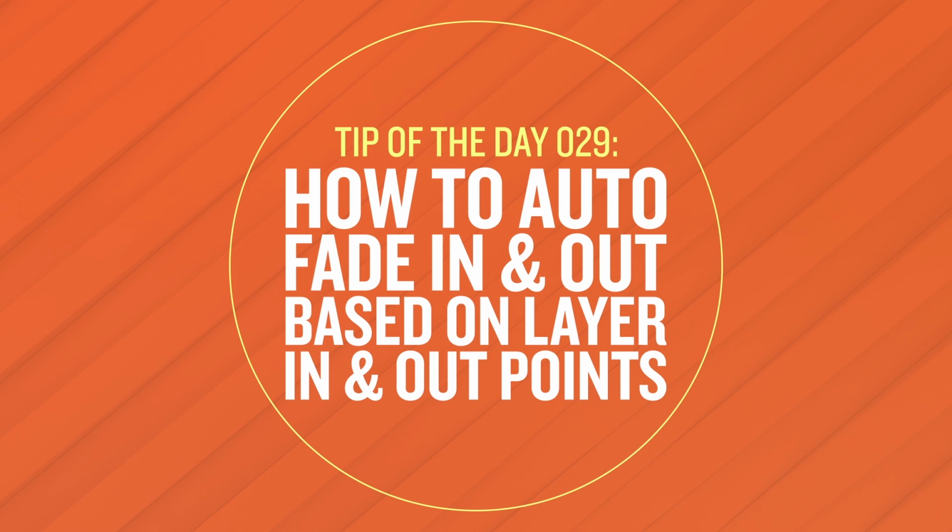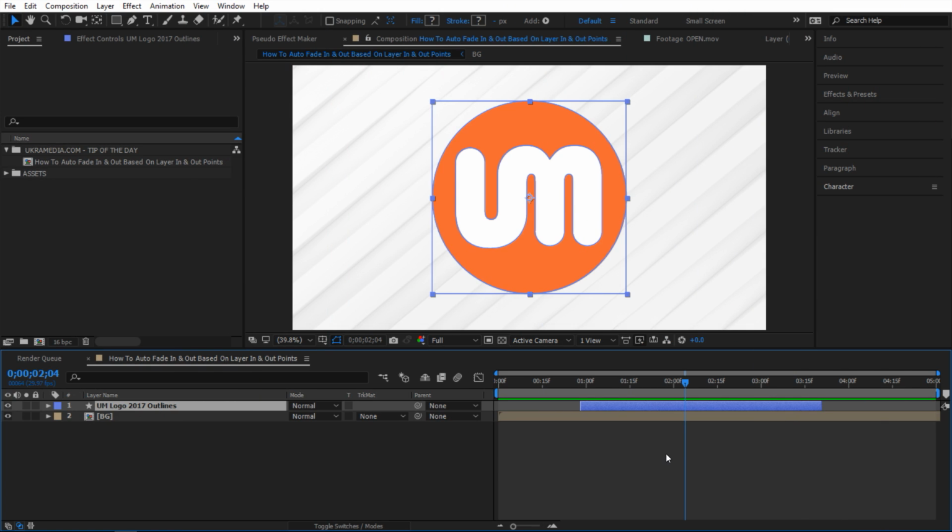So without any further ado, let's dive right in. All right, so here we are in After Effects and this is what we'll be creating. So right now I have this logo right here and it fades in based on in and out points of my layer. Let me show you what I'm talking about.